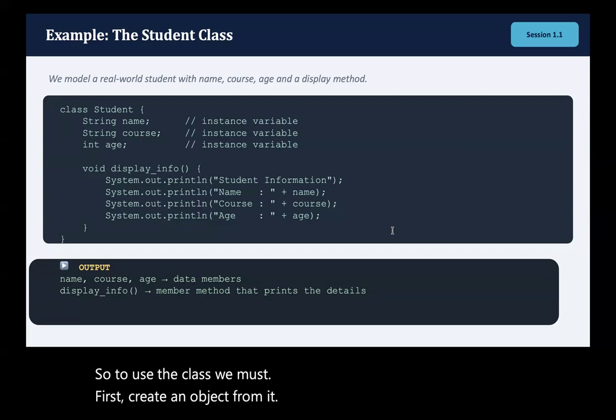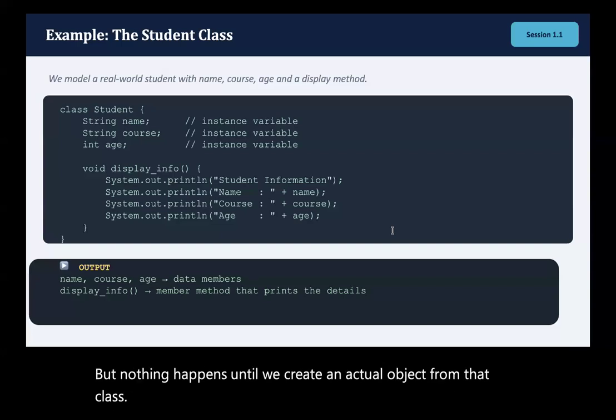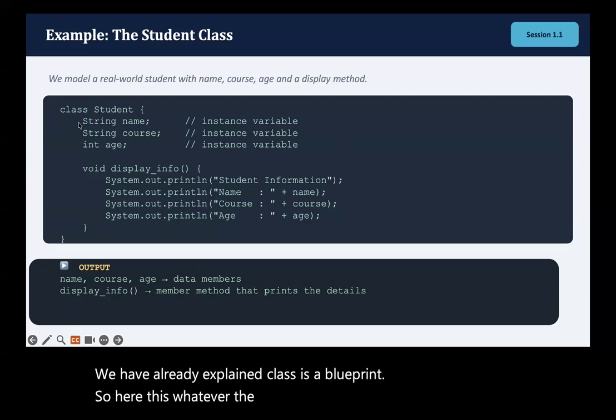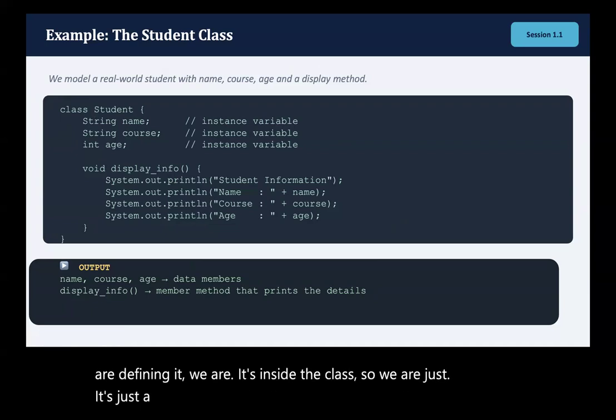So a class defines what an object should look like. But nothing happens until we create an actual object from that class. We have already explained class is a blueprint. So whatever variables and methods we are defining, they are inside the class. It's just a blueprint or a template.